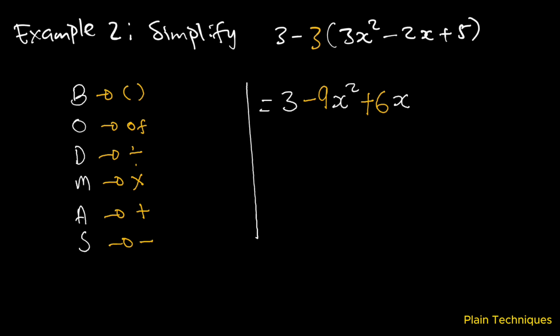Okay, now move on to the last part. Negative multiply by positive. So what is negative multiplied by positive? That is negative. Now the next part will be to multiply 3 multiplied by 5, which will give you 15. Okay, right.